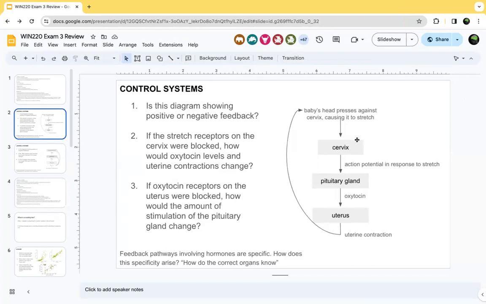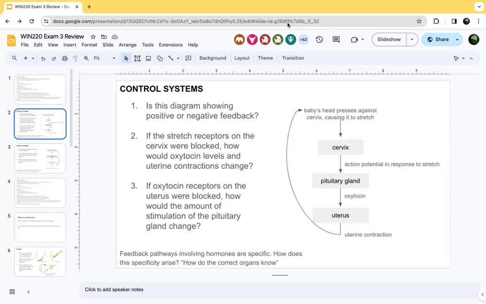So if you block the stretch receptors on the cervix, then there's not going to be any action potentials in response to the baby's head pressing against the cervix. If there's no action potentials, then there's no signal to the pituitary gland, and so oxytocin is not going to be released. So oxytocin levels should go down. How would uterine contractions change? If there's no oxytocin release and no oxytocin stimulation of the uterus, then there won't be uterine contractions. So as a result, you would get less of uterine contractions, oxytocin release, and overall less positive feedback.